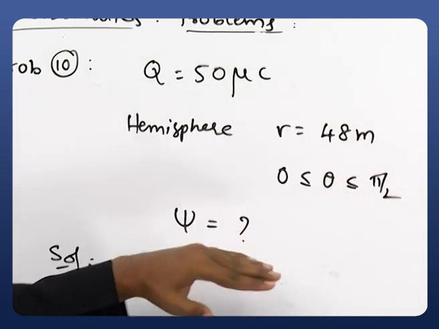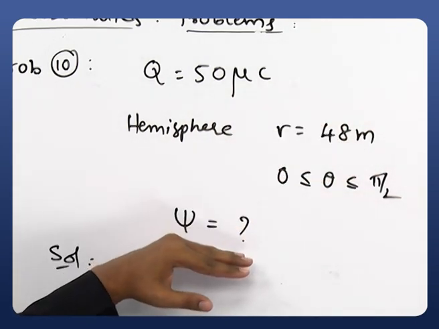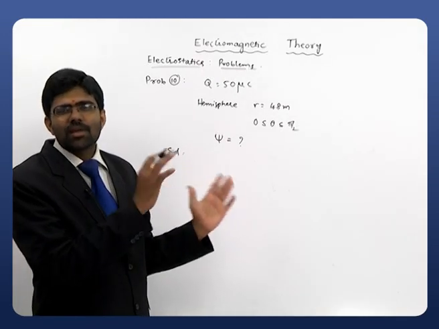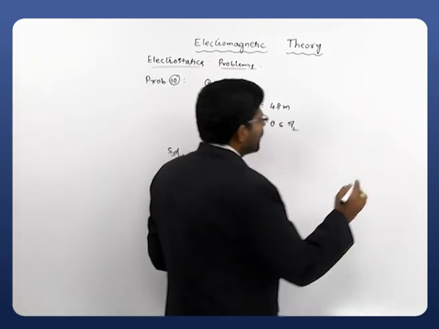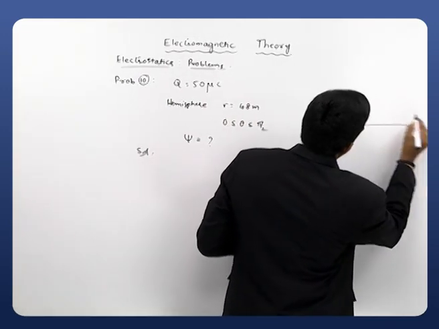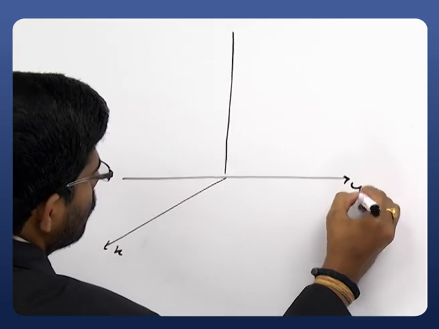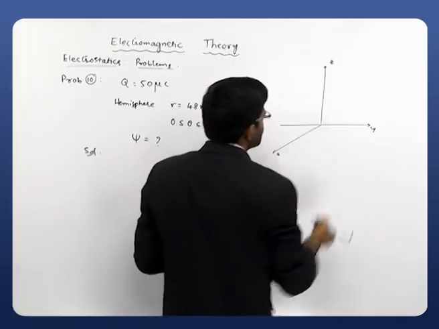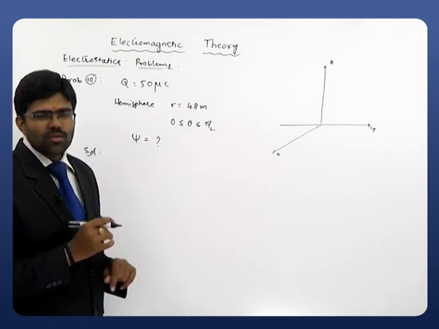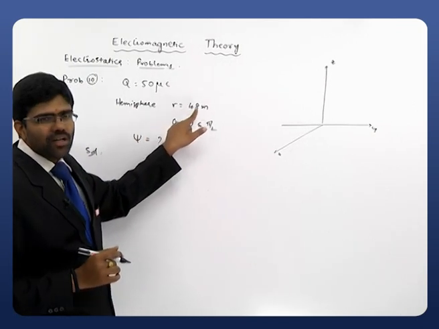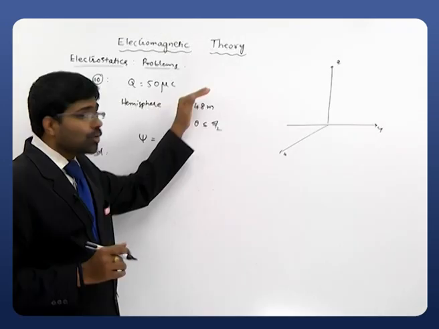Now we need to calculate the total flux passing through this particular hemisphere. For that, we try to interpret the data and represent it as a picture. Let us take this as a base coordinate system, and the hemisphere is represented with radius equal to 48 meter and theta from 0 to pi by 2 only.